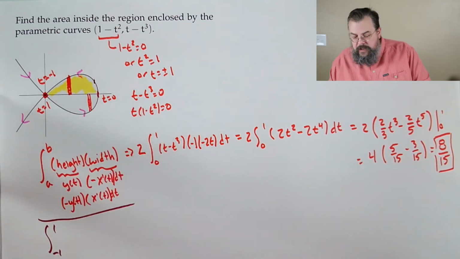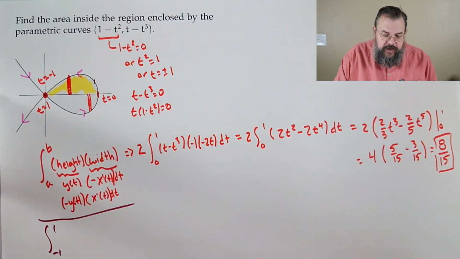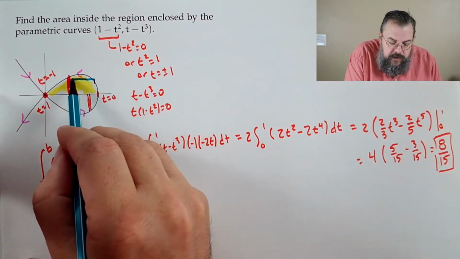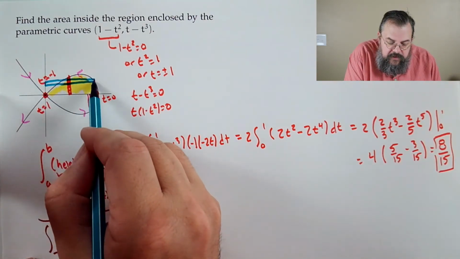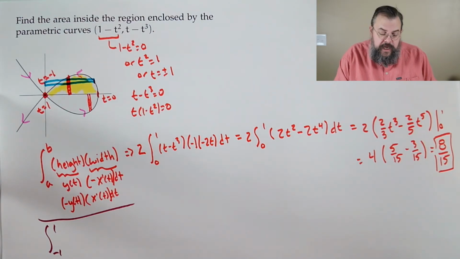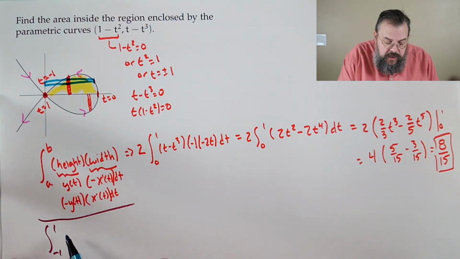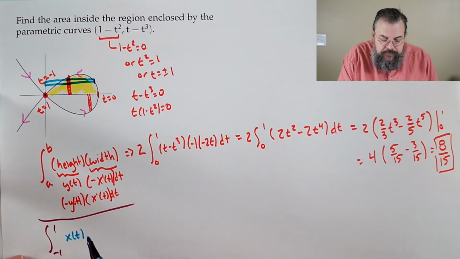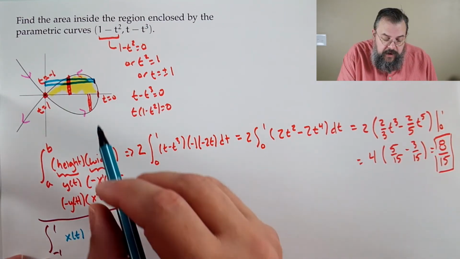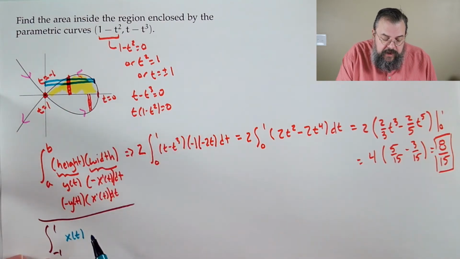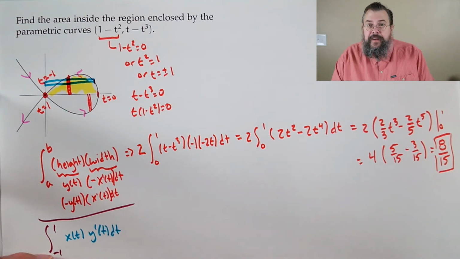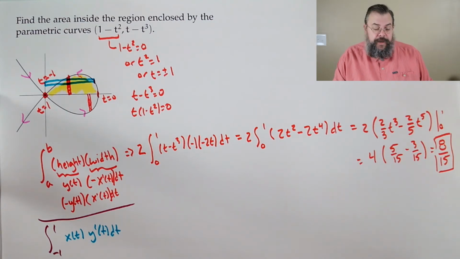Let me switch to a different color just so we can really highlight what's going to happen here. So our width will be to the axis. And what is that? Well, that's going to be x of t. And our height, well, that'll be our up and down. That's going to be our y prime of t dt. Okay, so let's just integrate that. Let's see what happens, and see if we get a similar answer.